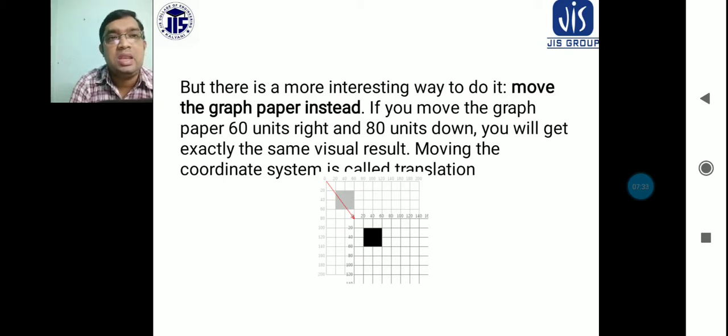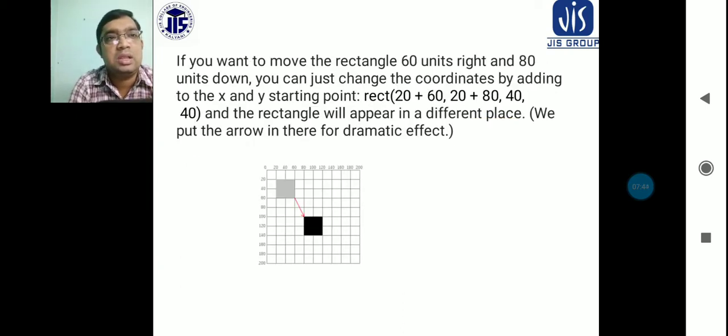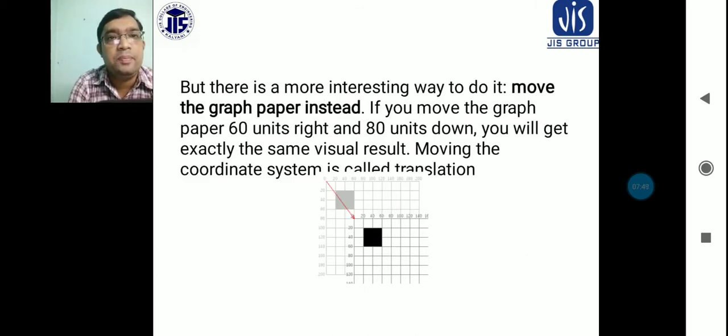You can see the 60 units right and the 80 units down. Similarly, the 60 units right and 80 units down will be considered. You will get exactly the same visual result. Moving the coordinate system like this is called a translation.